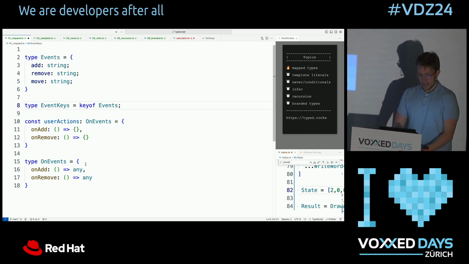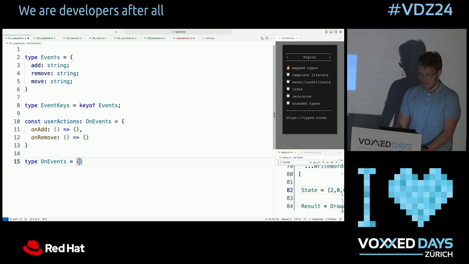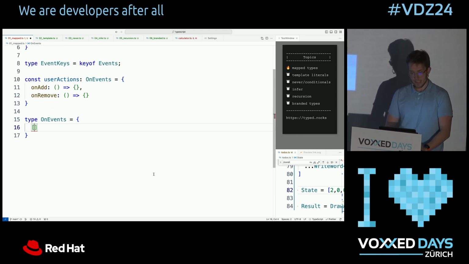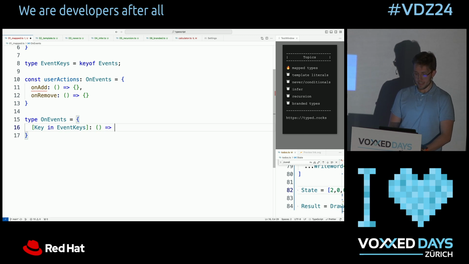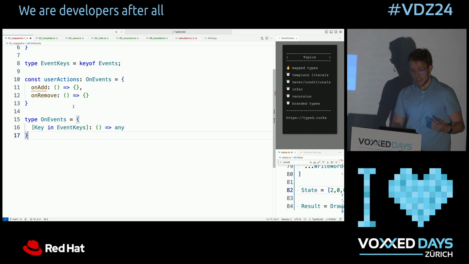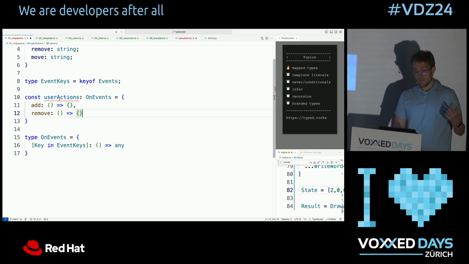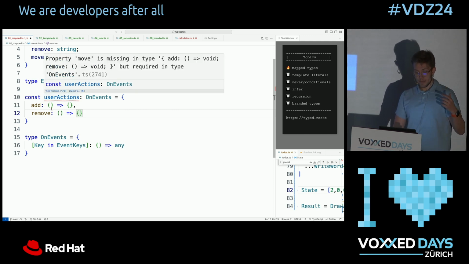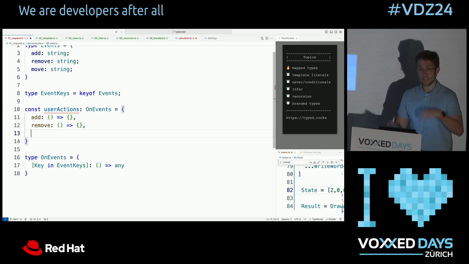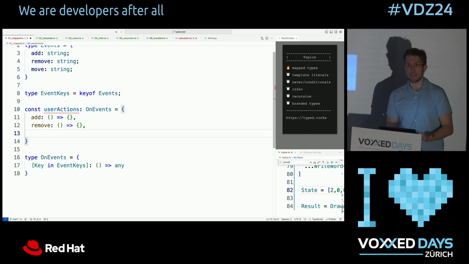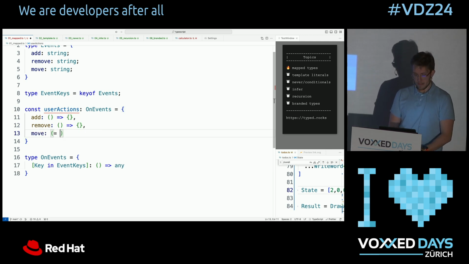The next thing we do is remove all the static types here. Now we use mapped types, so we add the brackets, and we say the key has to be in event keys, and the value is just any function. Now we can see that on add no longer works because we have to remove the on, and we have to remove this too. But now we get an error because we have not added this specific property here, the move property. This is where we get the compile time safety from TypeScript itself. So we add this just like this, and we can see our code compiles.